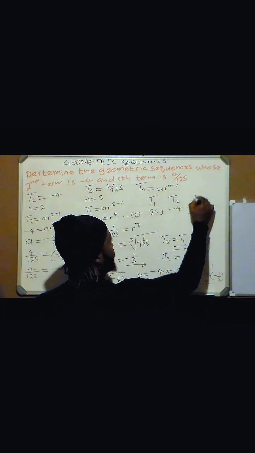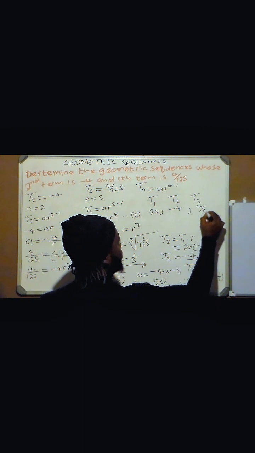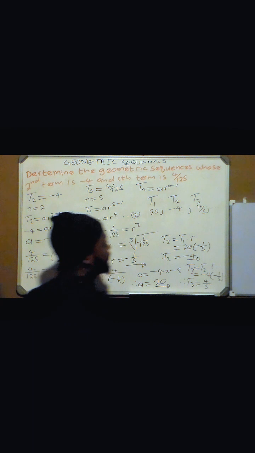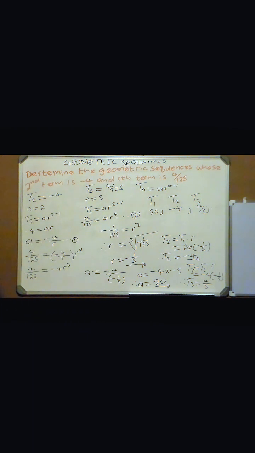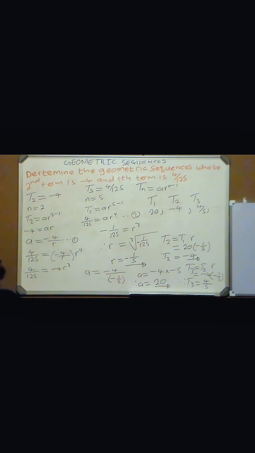So the third term of the sequence is 4 over 5. We can continue and find more terms, but in this case, I think it's better to find 3 terms because they just wanted us to find a geometric sequence. Let's go on and do the third question.